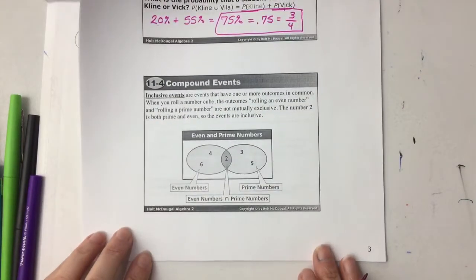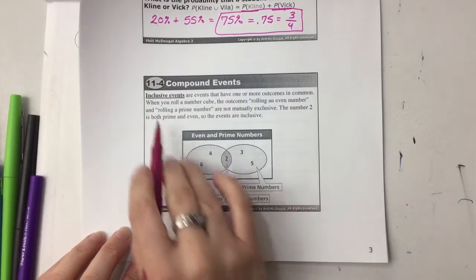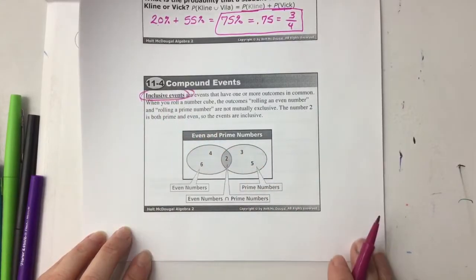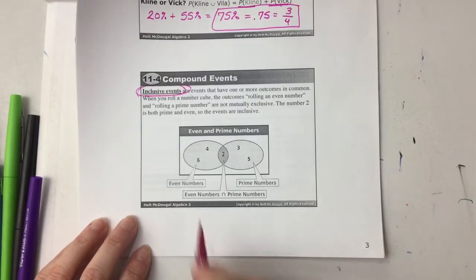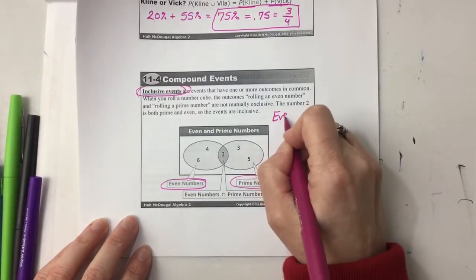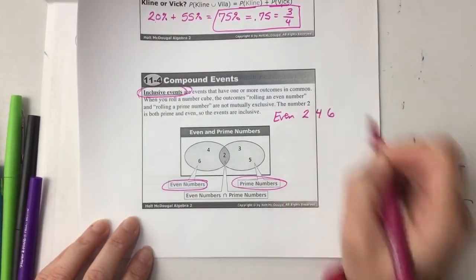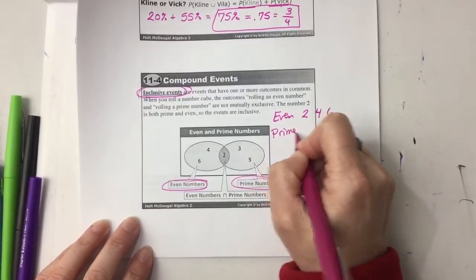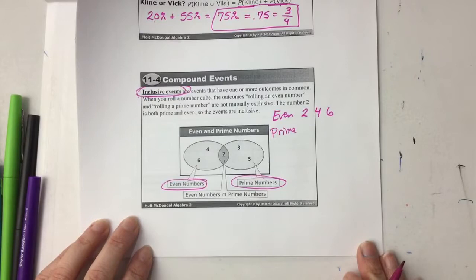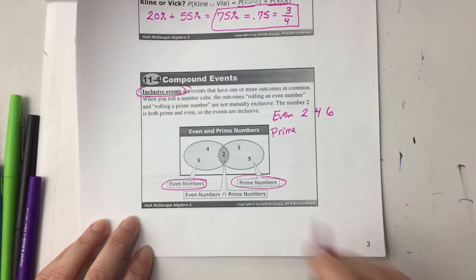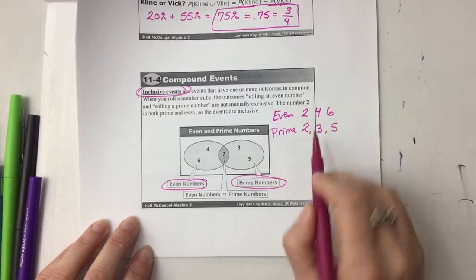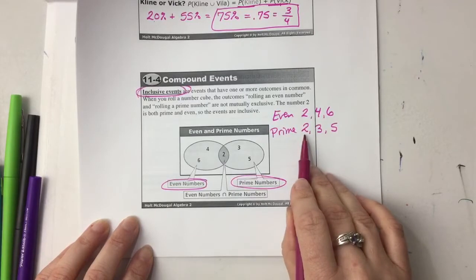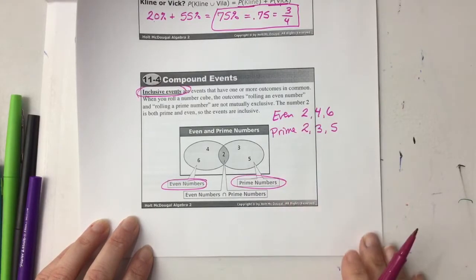Now you might have some scenarios where there is overlap, and when that happens, it's called mutually inclusive. So here's the example that they gave us. Let's say you're rolling a number cube, and they say, what's the chance of getting an even or a prime number? Well, even numbers on a number cube would be 2, 4, and 6. Prime number, by definition, a prime number has exactly two factors, 1 and itself. So prime numbers on a number cube would be 2, 3, and 5, because those are the numbers that you can divide by just the number itself and 1.